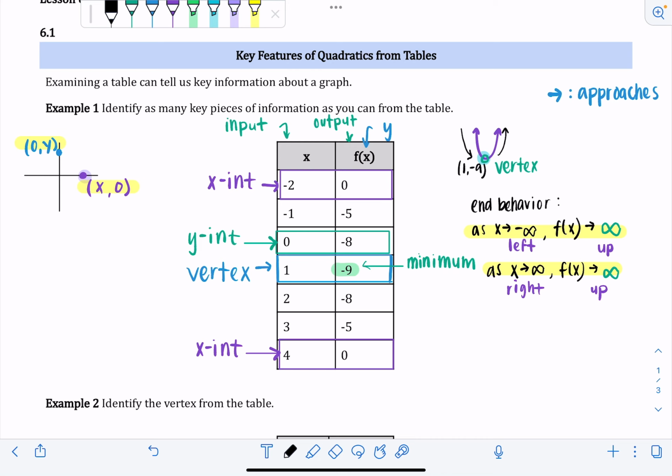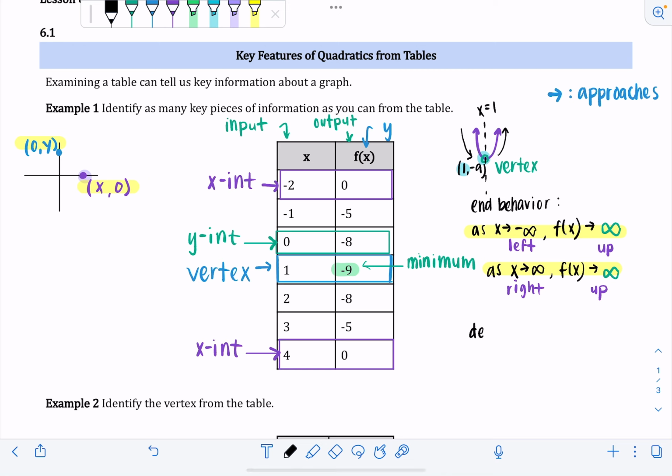Since I'm following it from left to right, my boundary line is the x coordinate of the vertex, which is 1. So it's going down until it hits 1. Picture this as the line x equals 1. So it's decreasing until it hits that line, and then it's increasing after it.